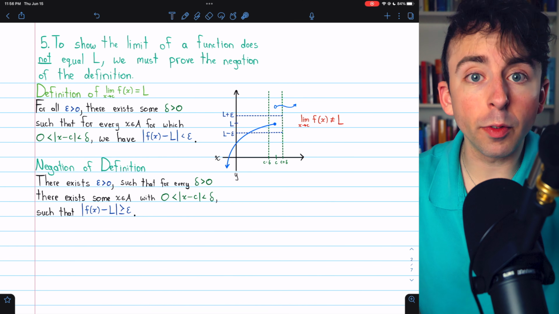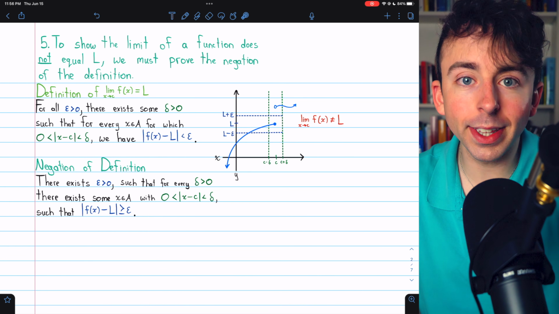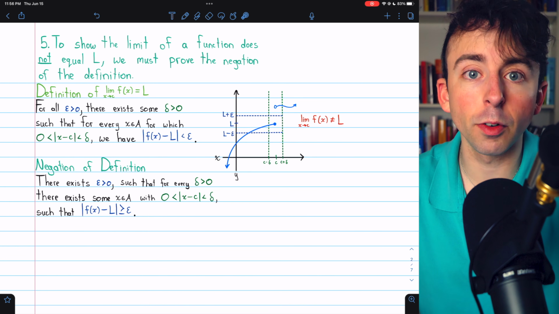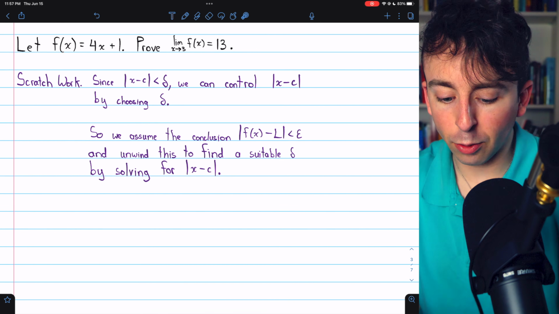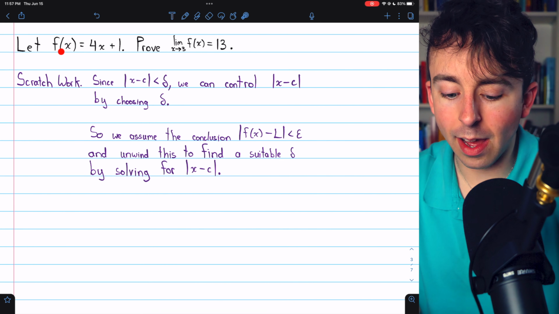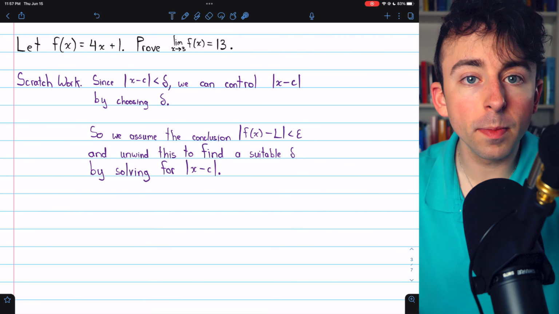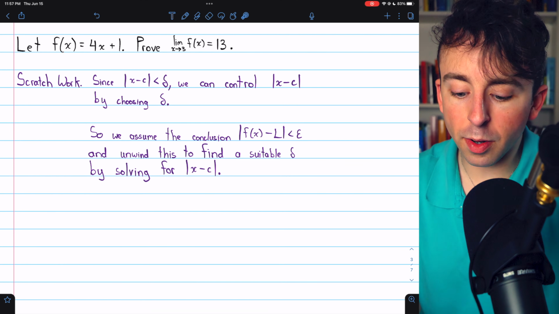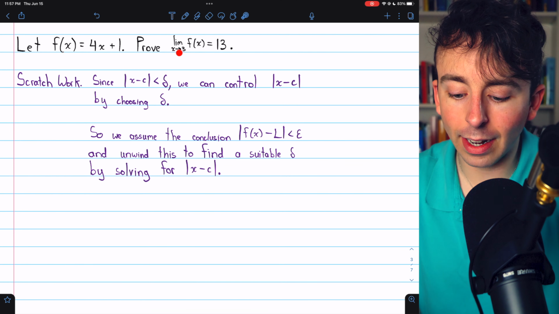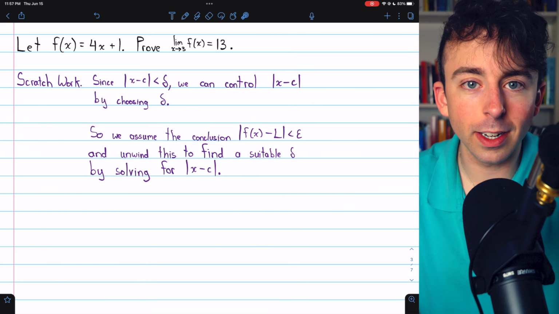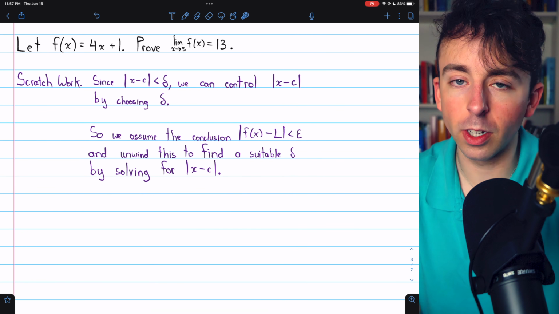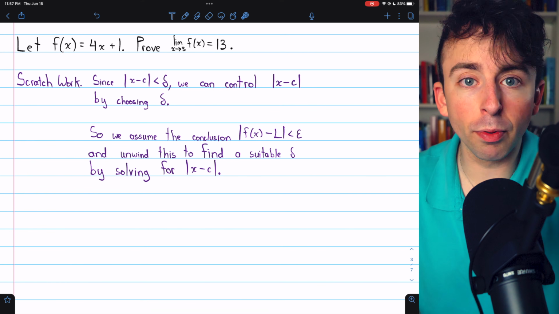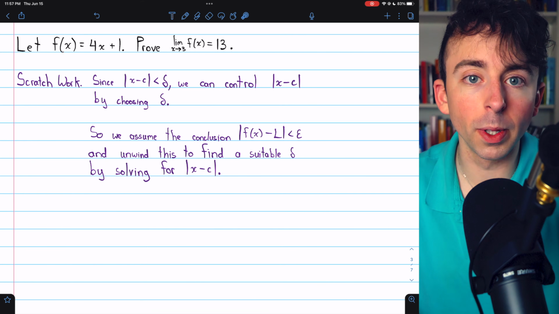Let's finish off with a few basic exercises proving that the limit of a function is a particular value using the Epsilon-Delta definition. For this first exercise, we're considering the function f of x equals 4x plus 1, a simple linear function. We want to prove that the limit of f of x as x approaches 3 equals 13. We can see that obviously this is true. If you plug 3 into this function, you get 13. But how do we prove this limit using the formal definition?